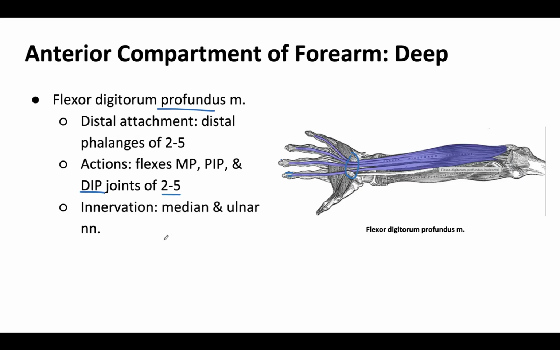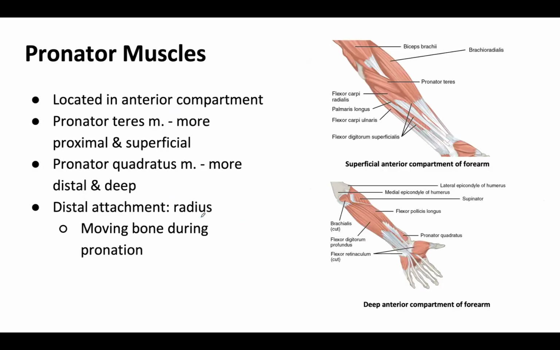This muscle has dual innervation. The medial side of this muscle is actually innervated by the ulnar nerve. That makes sense. The ulna is medial. And then the lateral side is innervated by the median nerve, like the rest of the anterior compartment.